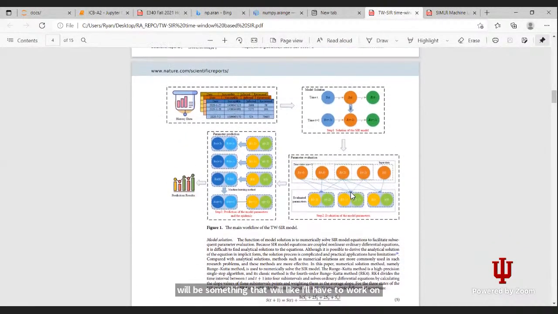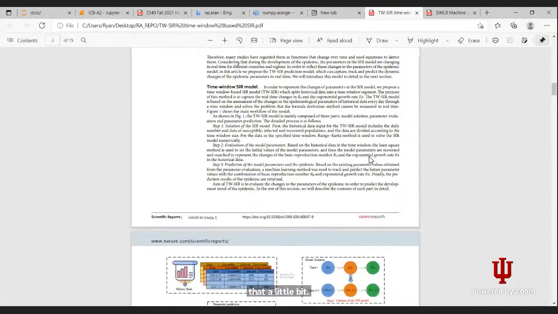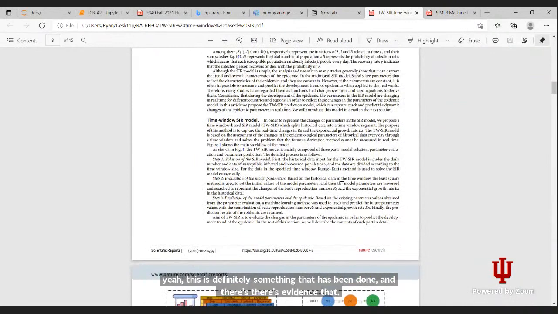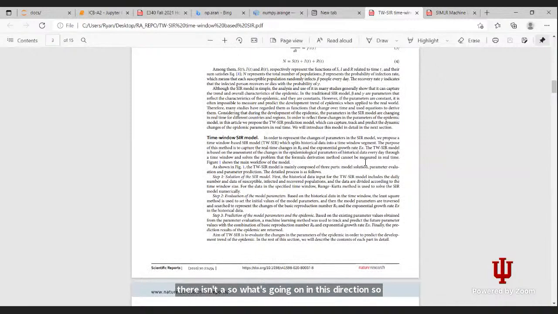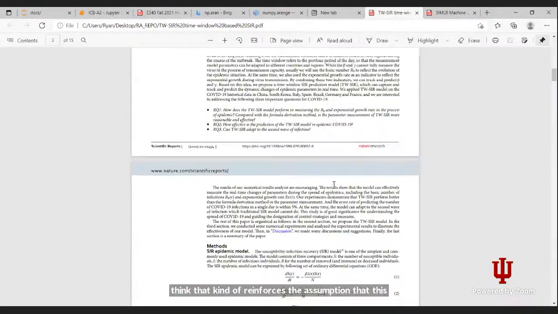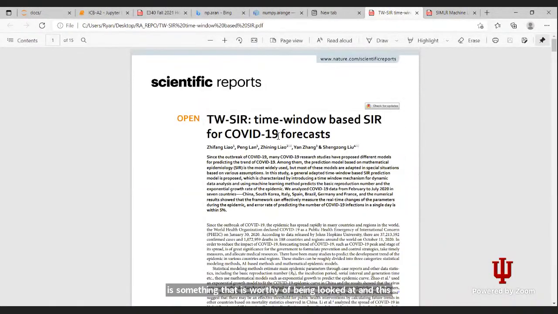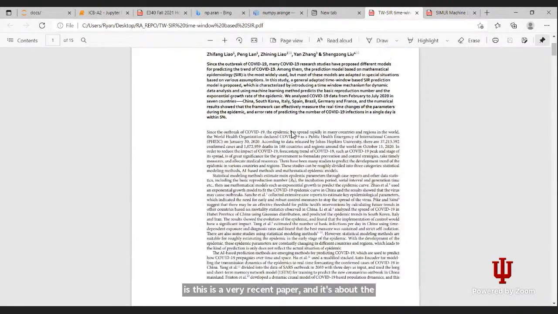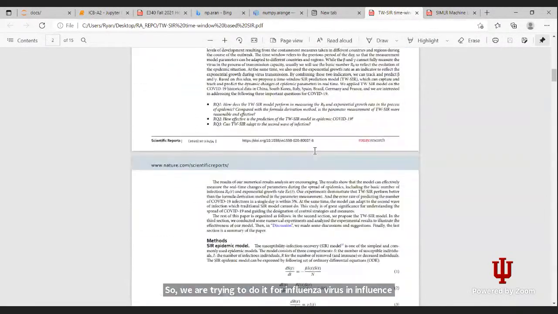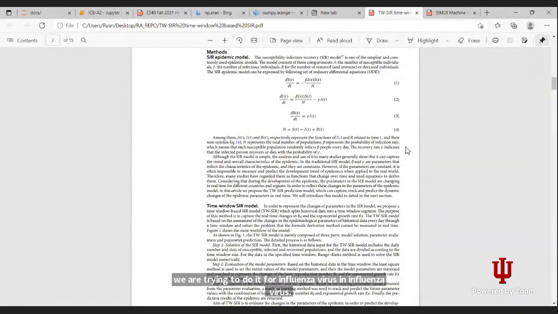But this is definitely something that has been done, and there's evidence that there is research going on in this direction. I think that reinforces the assumption that this is something worthy of being looked at. This is a very recent paper, and it's about COVID-19. We are trying to do it for influenza A virus, but the underlying principles are almost exactly the same. Thank you.